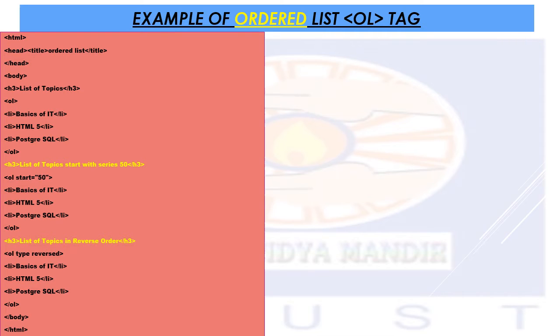And here you are giving the LI tag. LI means the listing. That is, ordered list you have started, and with the listing, what listing? That is basics of IT, HTML5, PostgreSQL. The LI tag is also a pair tag, and that is why when I open it with that first item, that first sentence, if I want to complete it, you have to close it immediately after that particular sentence.